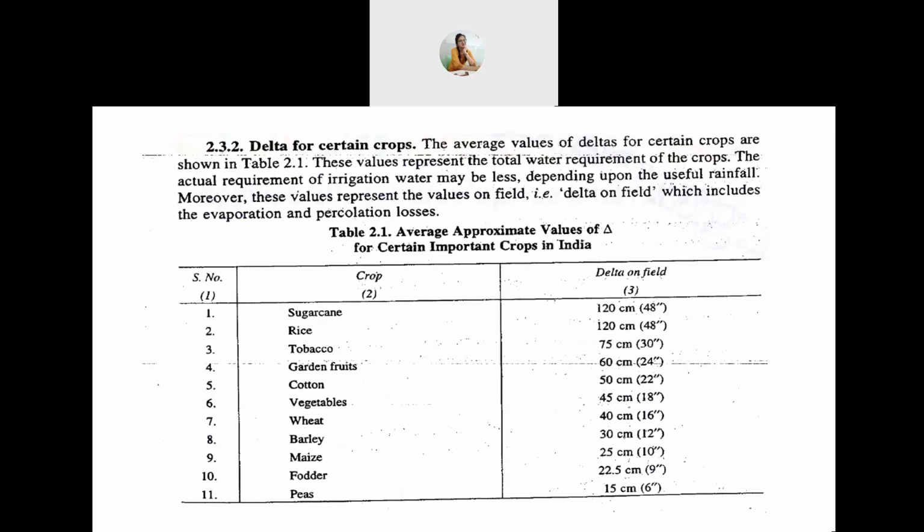So the next topic is delta for certain crops. The average values of deltas for certain crops are shown in the table given below. These values represent the total water requirement of the crops. The actual requirement of irrigation water may be less depending upon the useful rain. Moreover, these values represent delta on field, which includes the evaporation and percolation losses. Table 2.1 shows the average approximate values of delta for certain important crops in India. The crops and the delta values for those crops are shown in this table. You can have a look through it.